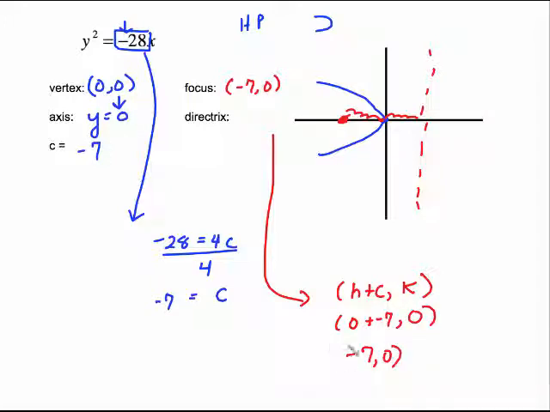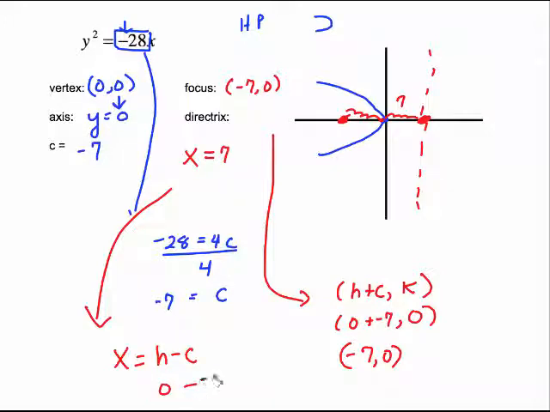So as I said before, do what you want, use the formula, or do a little bit of reasoning. To get your directrix, we're going 7 in the other direction. And where does that put me? That puts me over there at positive 7. It's a vertical line, so it is x equals positive 7. If you'd rather use the formula, it says x equals h minus c. So h was 0, minus negative 7 is how it turns into positive 7.